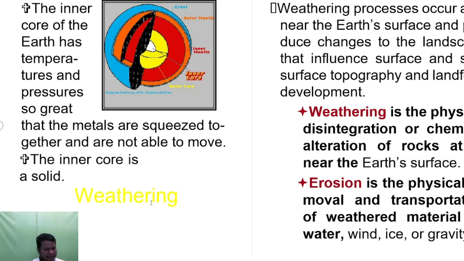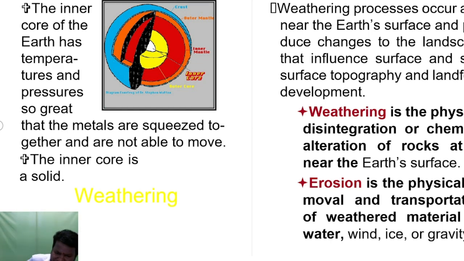Next one is weathering. What is the meaning of weathering? The weathering process occurs near the Earth's surface and produces changes in the landscape, influencing surface and subsurface topography and landform development.